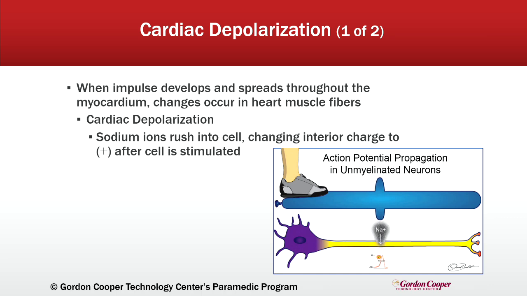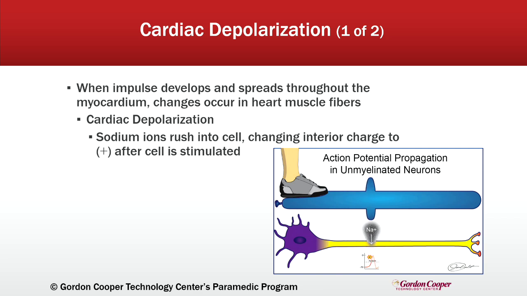So depolarization, let's dive into some cardiac depolarization, a key part of how your heart beats. When an electrical impulse spreads throughout the myocardium, it causes significant changes in the heart muscle fiber. That phase is called depolarization. During depolarization, sodium ions rush into the cardiac cells. This influx of positive ions flips the cell's interior charge from negative to positive, setting off an electrical shift.